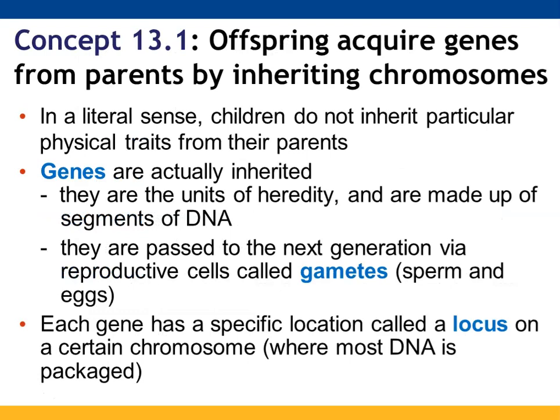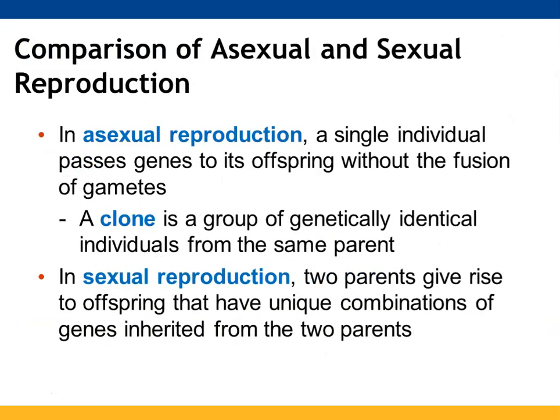So in section 13.1, offsprings get genes from their parents by inheriting chromosomes. We do not get physical traits, we get the DNA, those units of heredity, and they get passed from one generation to the next through gametes, sperms, and eggs. The genes each have specific loci. Individual locations are known as locus on chromosomes, and it's the pairing of the alleles between the two parent chromosomes that determines what gene products are produced.